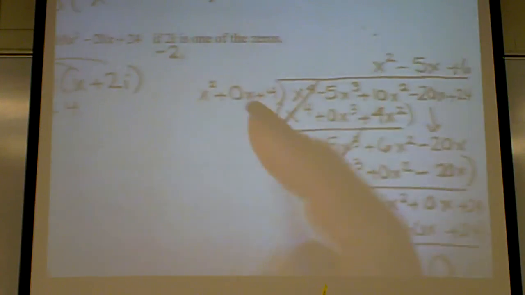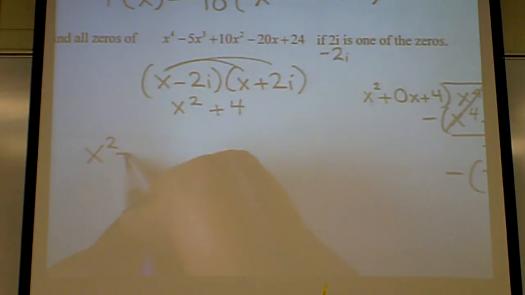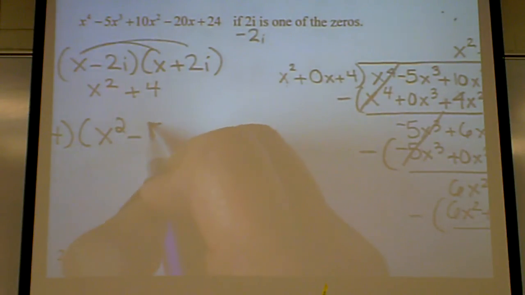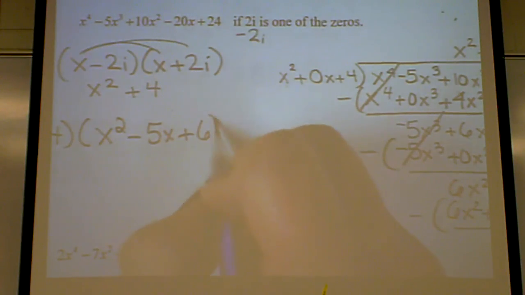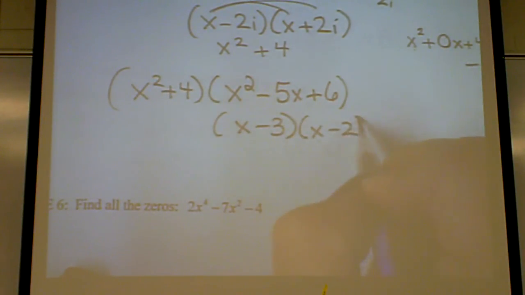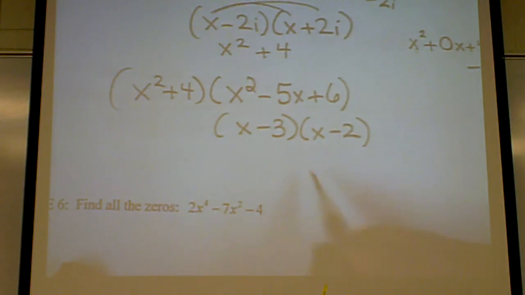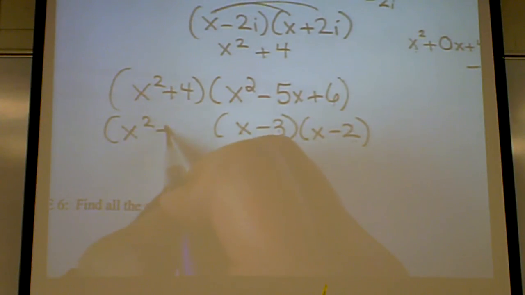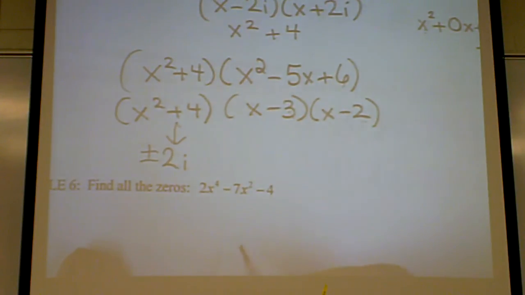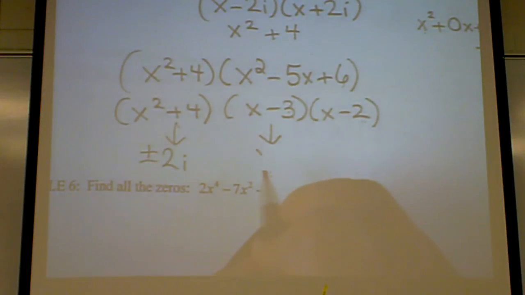So this is the leftover stuff. We have x squared plus 4, and our quotient was x squared minus 5x plus 6. We have 2 more zeros hidden in here. What are they? Be careful on this one. Everyone wants to say 6 and 1. It's negative 3 and negative 2, because that multiplies to be a positive 6 and adds to be negative 5. So what are your 4 zeros? This gave us plus and minus 2i. Those were imaginary.